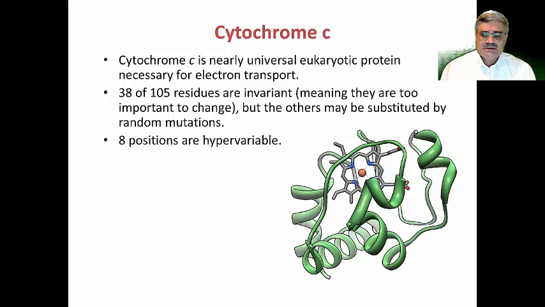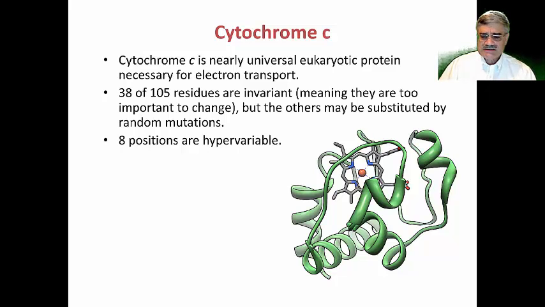What scientists have done is determine the amino acid sequence of cytochrome C from a large number of different species. Of these 105 or so amino acids, it's kind of interesting that 38 of these are invariant, meaning that they are the same amino acid in the same position, like position 13 or position 82. It's the same amino acid in all species that have been studied. But the other amino acids, the 105 minus 38, can vary from one amino acid to another. And in fact, there are 8 positions that are called hypervariable. That is, most any amino acid can be in those 8 hypervariable positions.